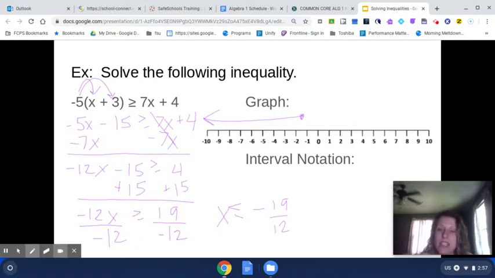Interval notation for this one, if we move from left to right, -infinity is the smallest value on the left. It goes up to that -19/12. And I do want to include that 19/12, so I'm going to put a bracket on that one, and then those infinity symbols always get the parenthesis.